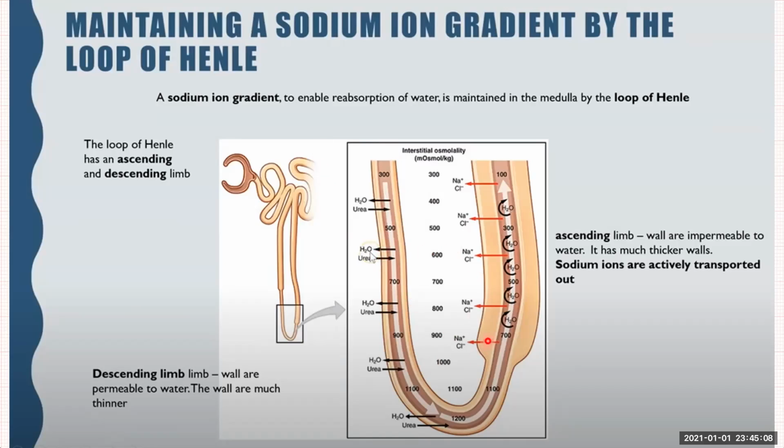Here a sodium ion gradient has to be maintained, and because of that, further reabsorption of water takes place. This happens in the medulla, by the loop of Henle. If you look at the ascending limb of the loop of Henle, it is thicker. The walls are impermeable to water, but sodium and chloride ions can be actively transported out of it, so you will find a lot of mitochondria here. But the descending limb has thin walls, and through them water can easily and passively be transported out. So this side is permeable to water, while the ascending limb is impermeable to water.